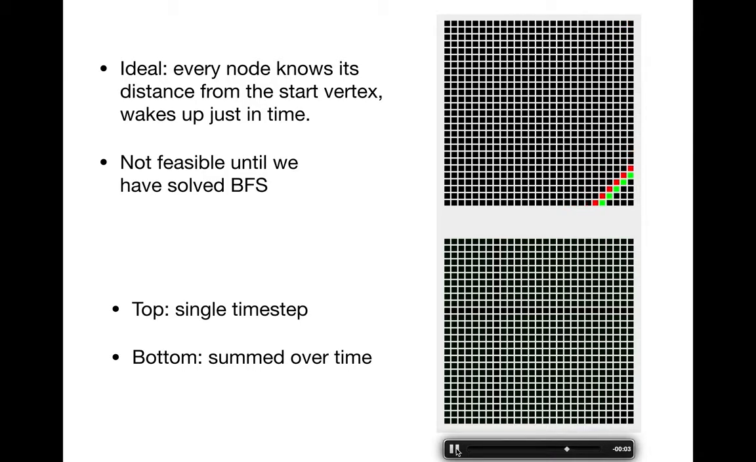So what we see is that the cumulative energy cost on the bottom is just staying black, because it's practically nothing. Each node is only incurring a total cost of 2. One for a send, one for a receive. So that's ideal. Now, unfortunately, it's not feasible until after we've solved the breadth first search problem, because that's telling us the distance from the start vertex.